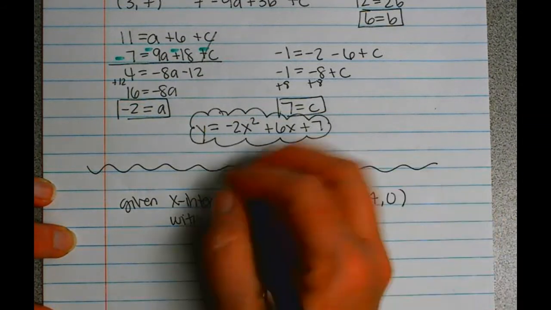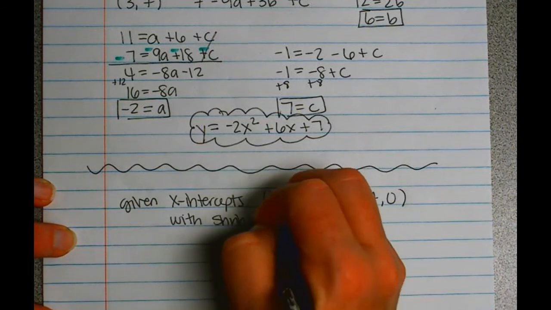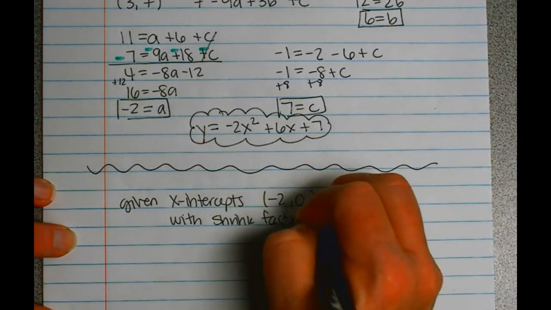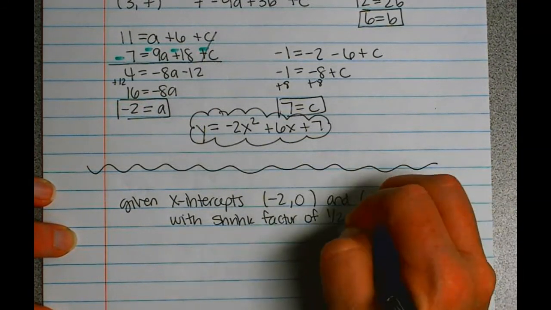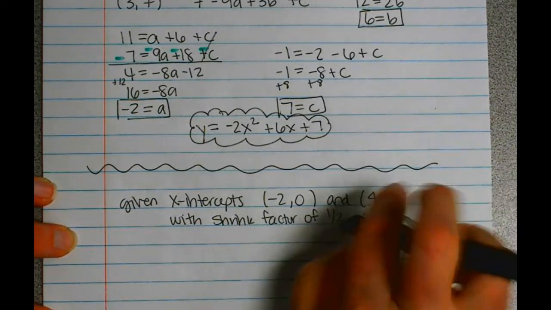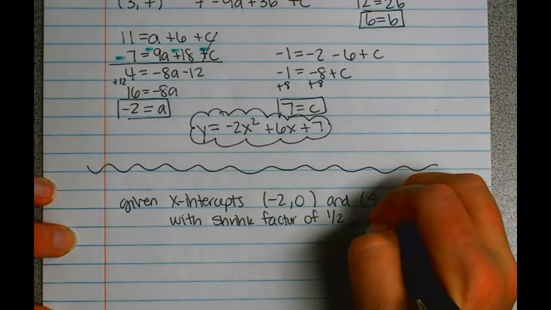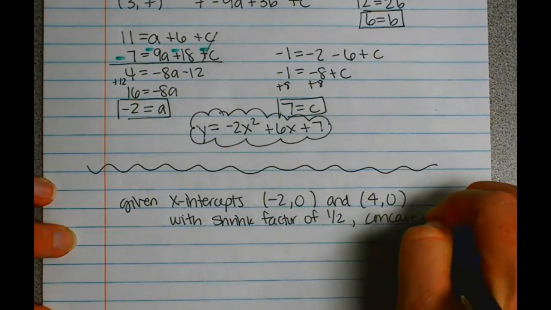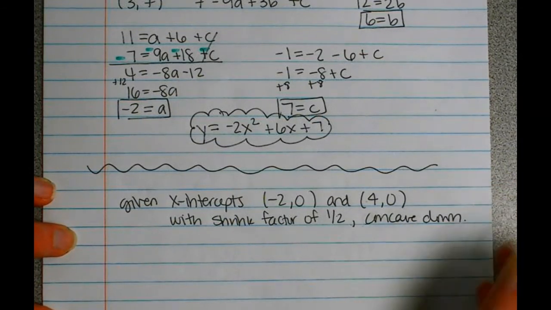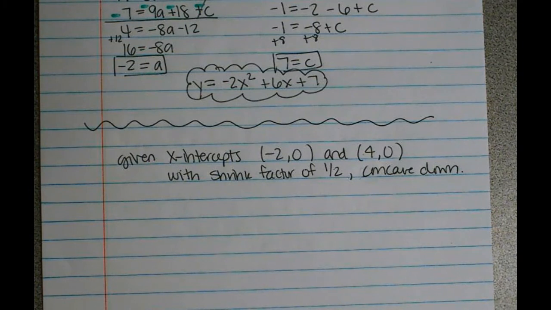With a shrink factor of 1/2, and it's concave down. Concave down. So I'm giving you 2 points. I'm giving you more information about its shape.